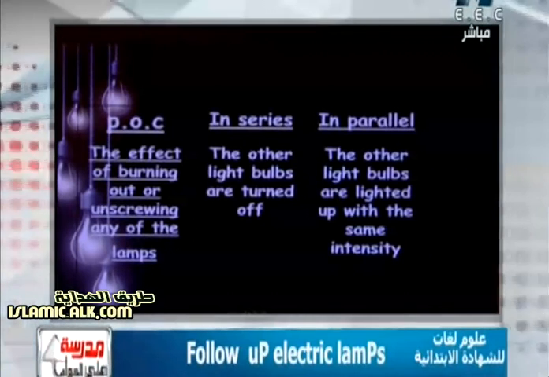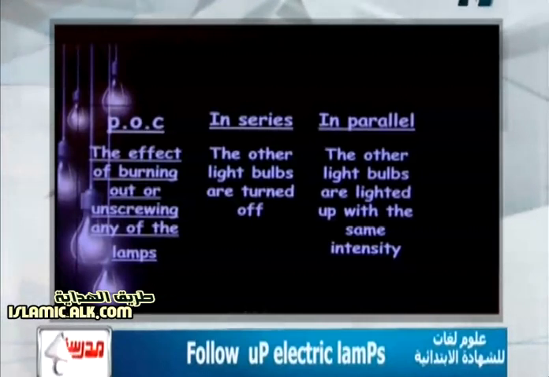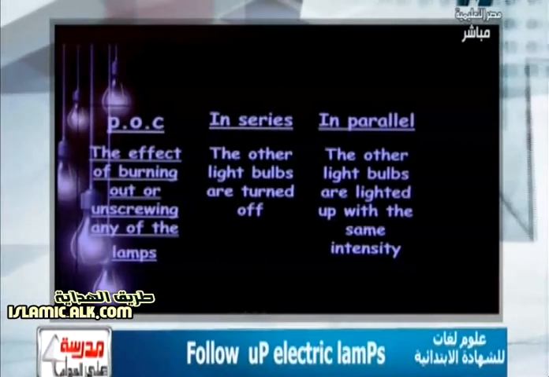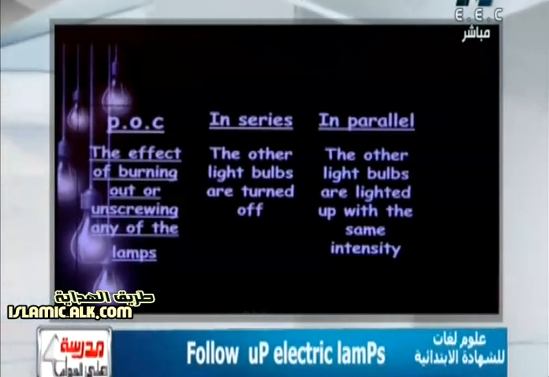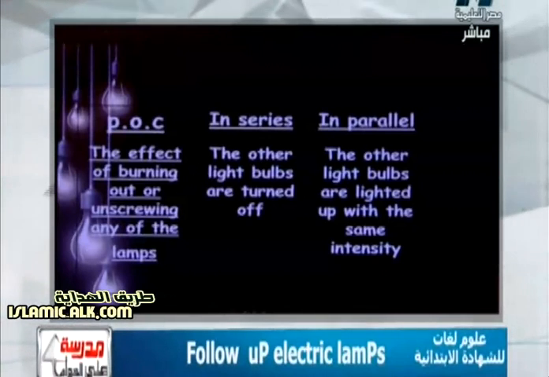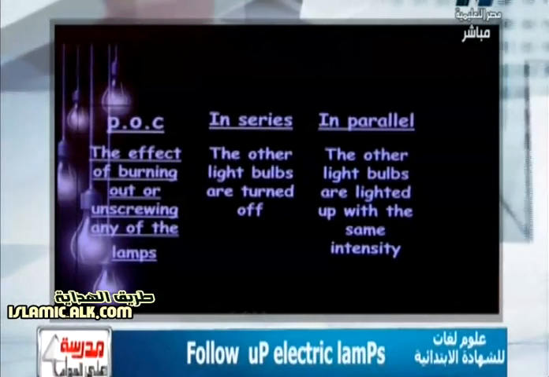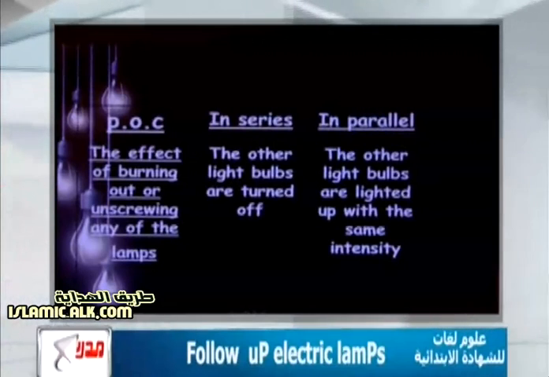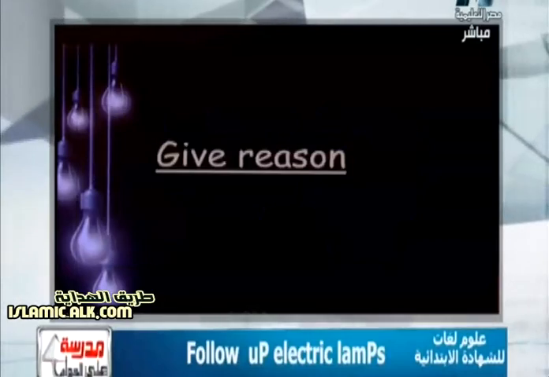But what about in parallel? اللي يحصل في البارالل all the other light bulbs are lighted up with the same intensity. كل اللمبات برضه هتستمر في الإضاءة بنفس شدة الإضاءة. Okay? So again in parallel the other light bulbs will still be lighted with the same intensity, but in series all the light bulbs are turned off. So the effect of burning out is much better in parallel than in series. I'm sure of that. Okay. So I have a give reason question in this lesson.